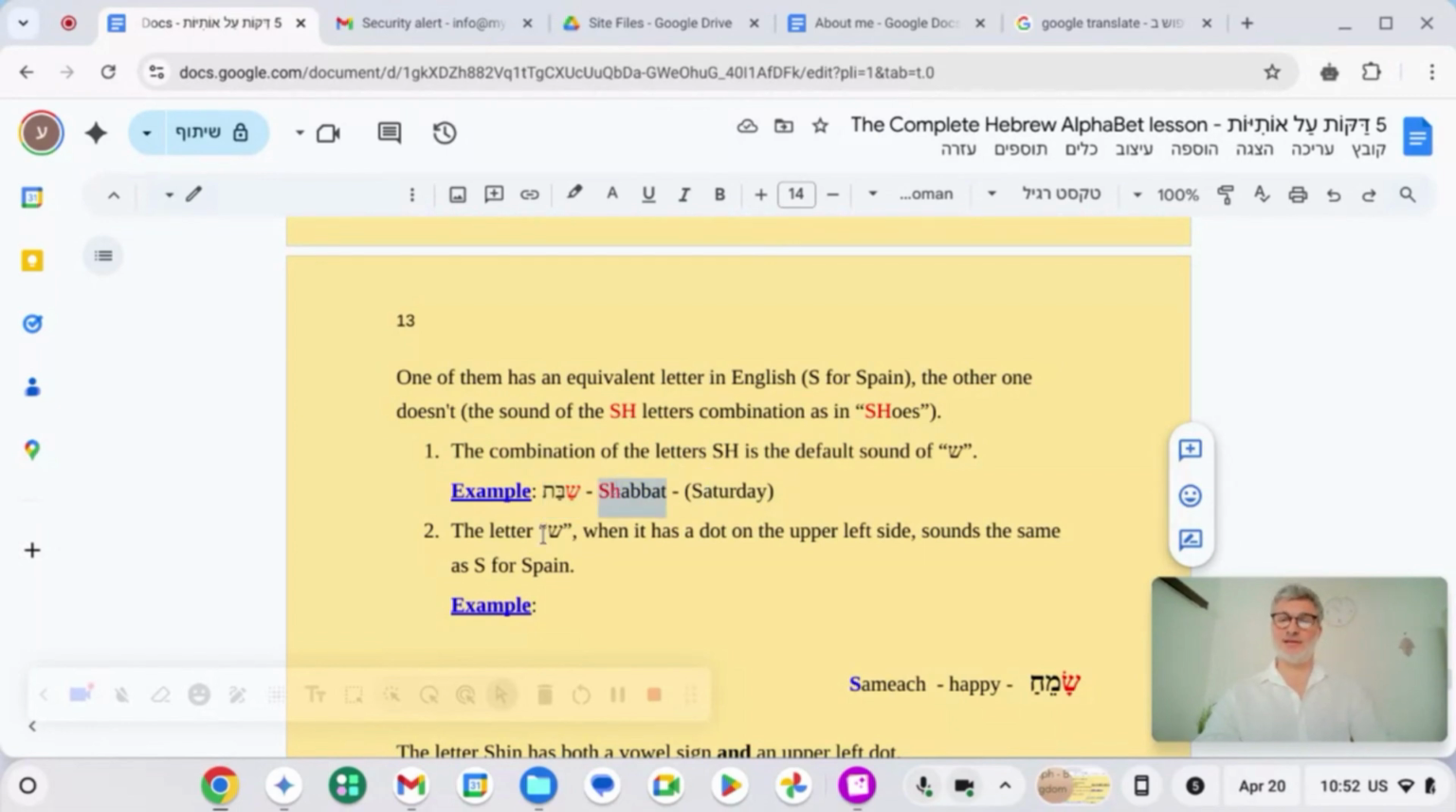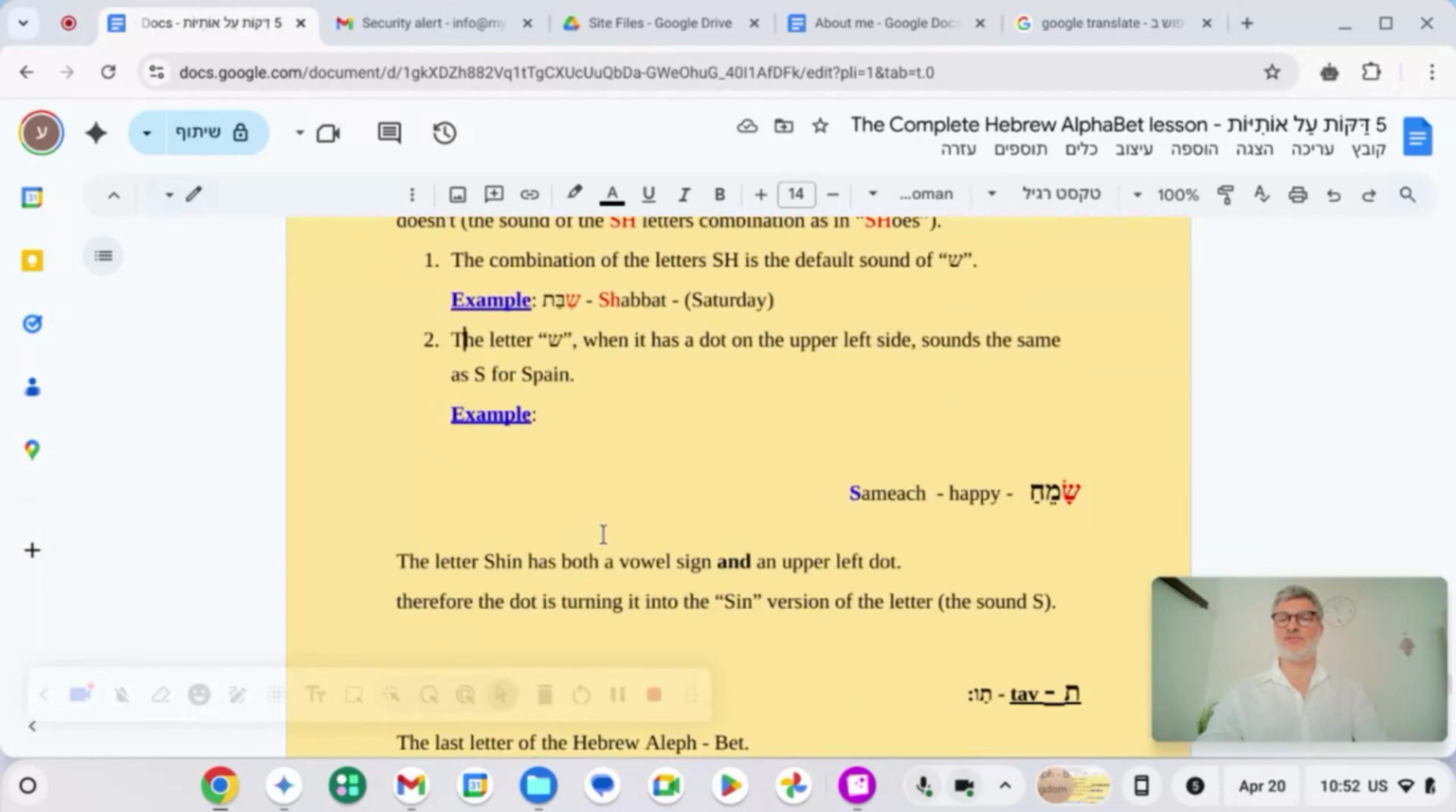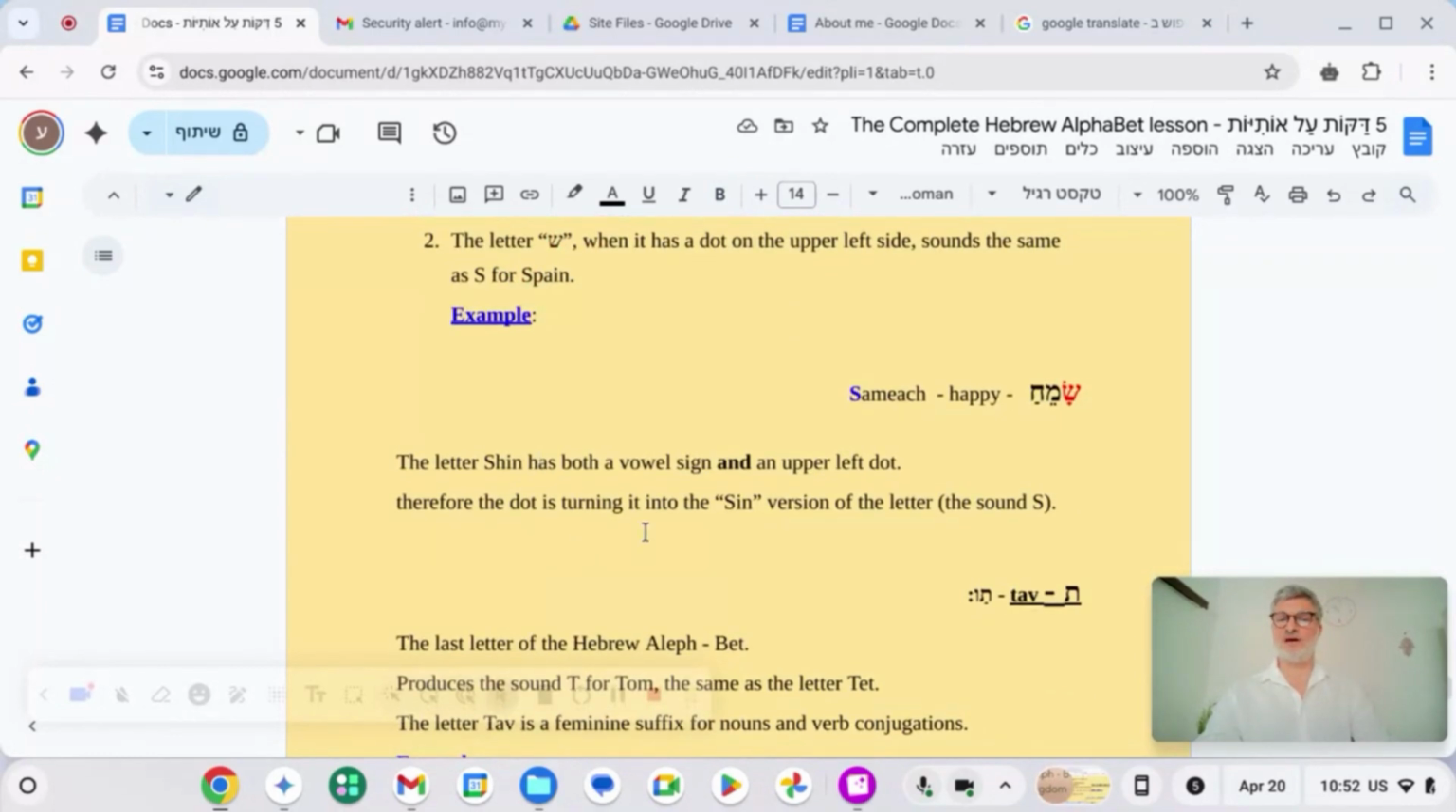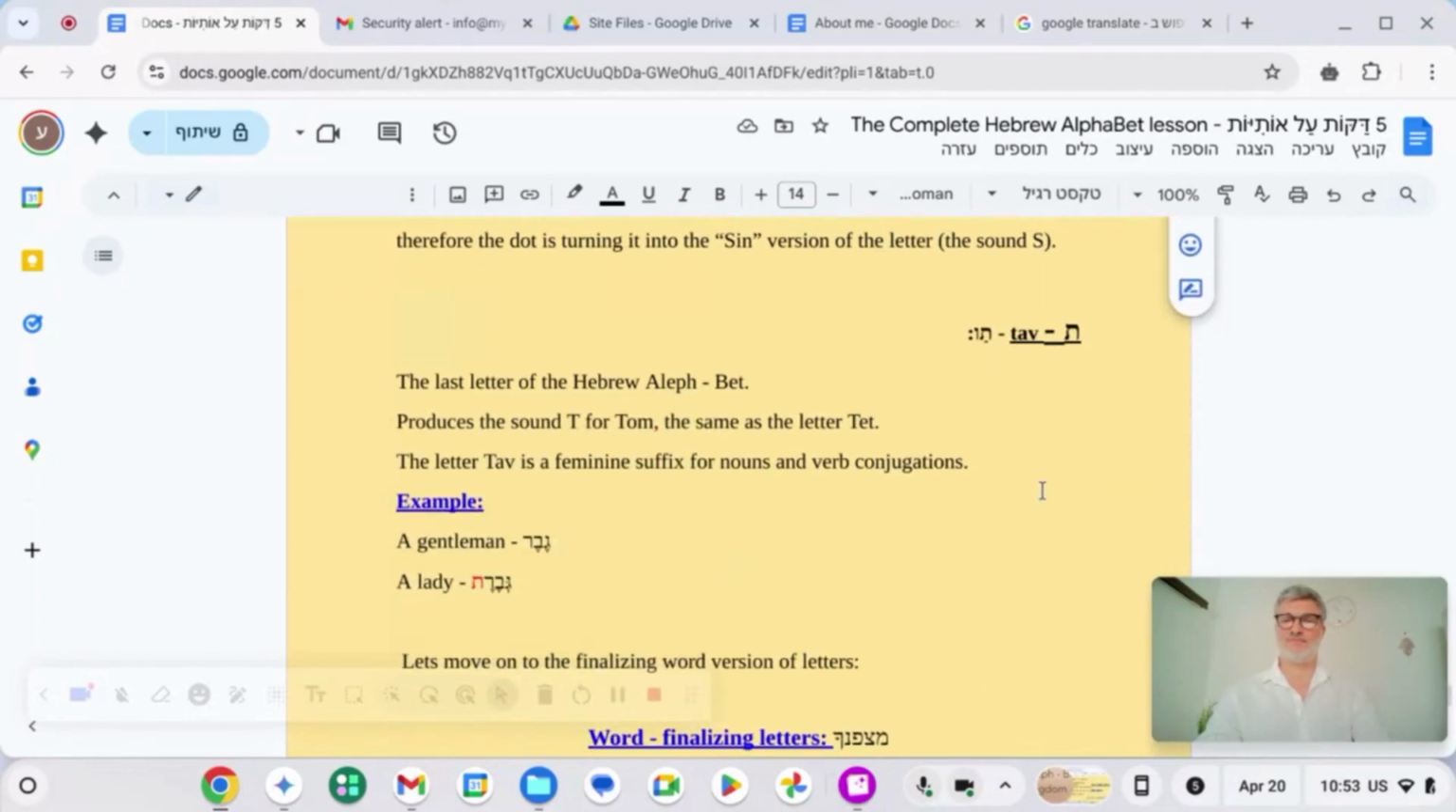It means Saturday. The letter Shin, when it has a dot on the upper left side, sounds the same as S for Spain. Example, the word Sameach, happy. When the letter Shin has both a vowel sign and an upper left dot, the dot is turning it into the Sin version of the letter Shin, and it is pronounced as S for Spain.